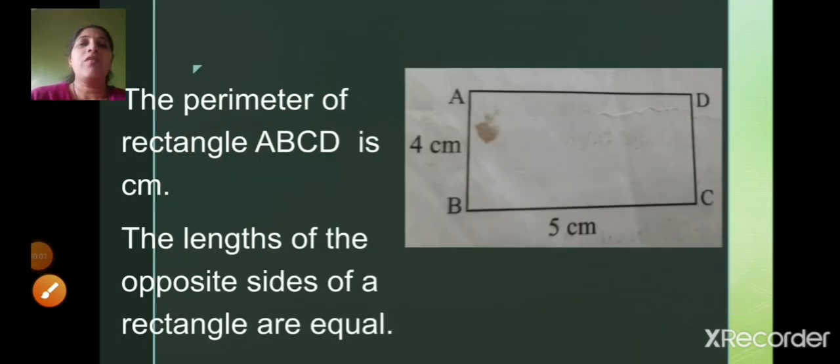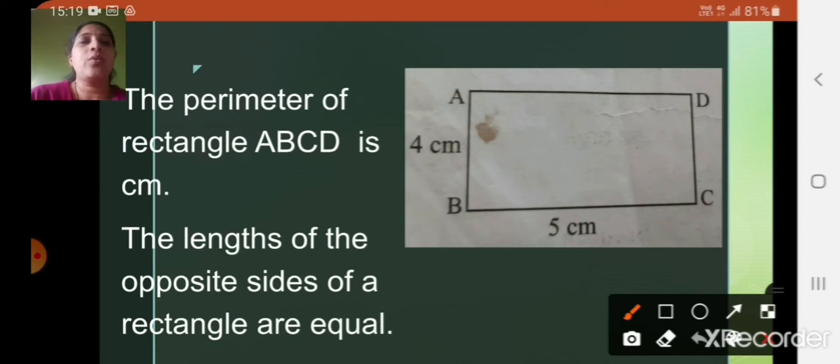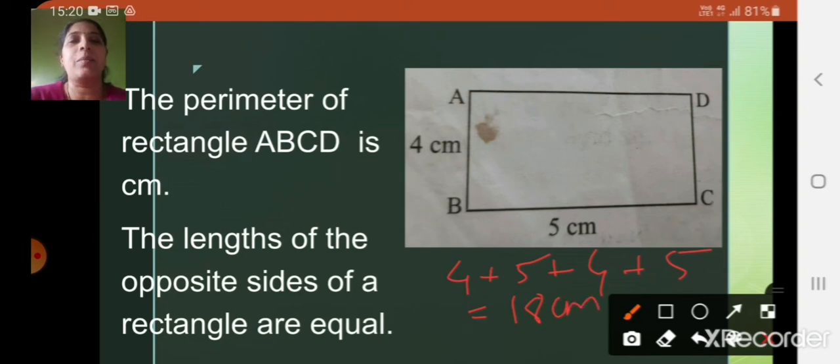So now we'll have to find out the perimeter. The perimeter of rectangle ABCD is dash centimeter. So how are you going to find it out children? You are going to add all the four sides. Length AB is 4 centimeter, length BC is 5 centimeter, again length DC is 4 centimeter, and length AD is again 5 centimeter. So all the four sides we are going to add. 4 plus 5 is 9, 9 plus 4 is 13, and 13 plus 5 is 18. So you got the answer as 18 centimeter. So the perimeter of rectangle ABCD is 18 centimeter.